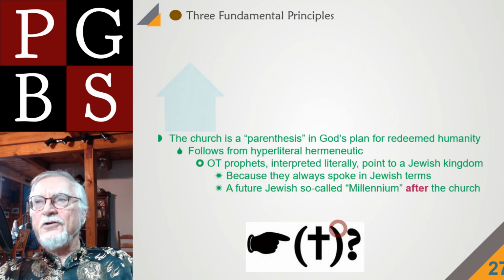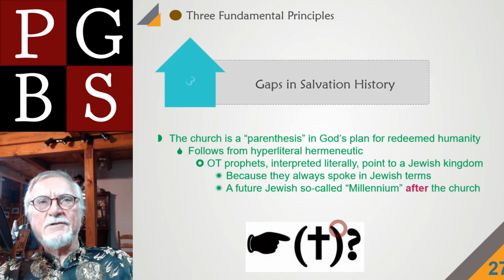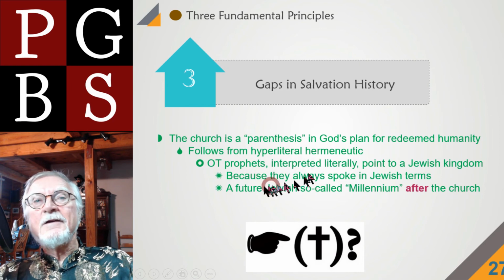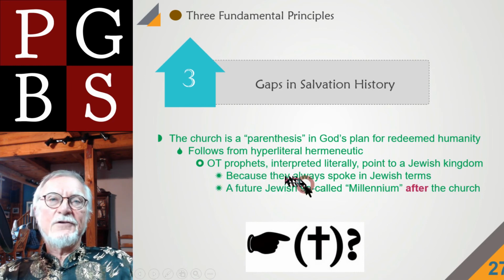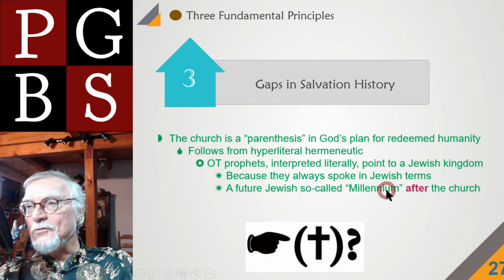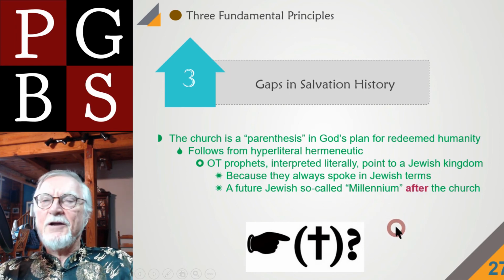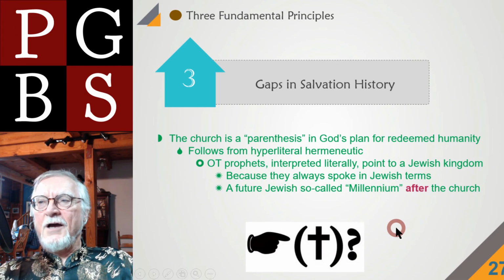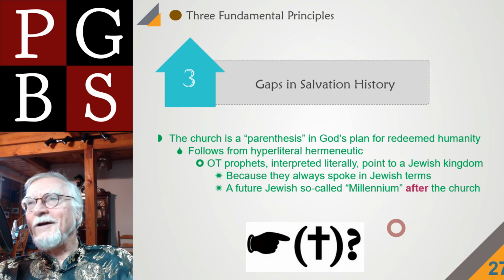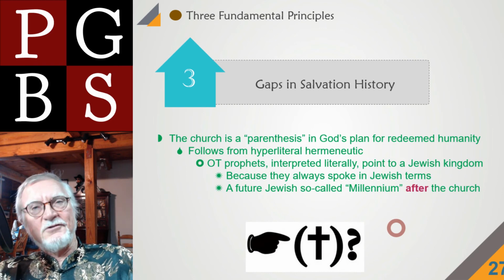All right, the third fundamental principle of dispensationalism is gaps in salvation history. The church is a parenthesis in God's plan for redeemed humanity. This follows from point number 2, the hyperliteral hermeneutic. Because the Old Testament prophets, if they're interpreted literally, point to a Jewish kingdom because they always spoke in Jewish terms. That's all they knew. What was Jeremiah 31:31? I will make a new covenant with the house of Israel and the house of Judah. Well, they didn't know about the church, so he used the terms Israel and Judah, which is fulfilled in the church.